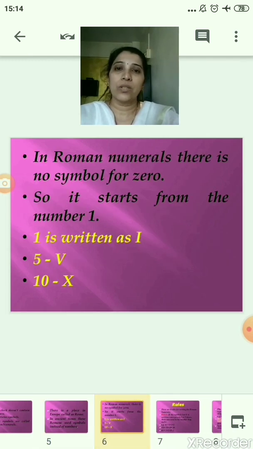Now in Roman numerals, there is no symbol for 0. So the symbols start from the number 1. So 1 is written as capital I, 5 is written as capital V and 10 is written as capital X. Remember children, all the symbols which are used are written in capital letters only.